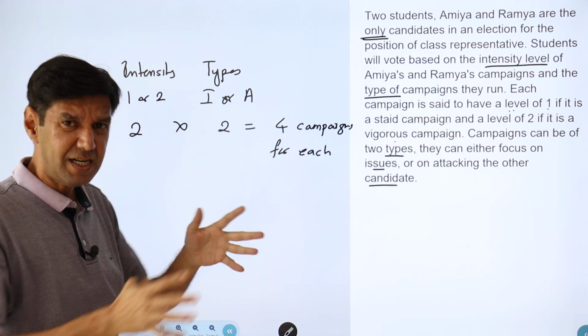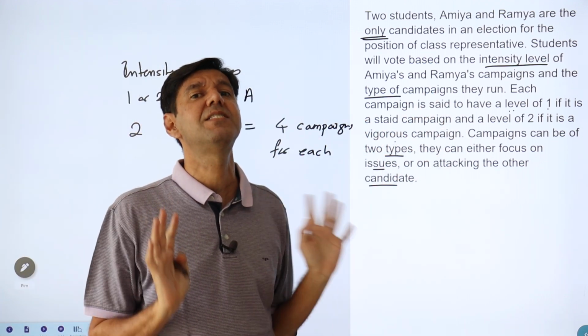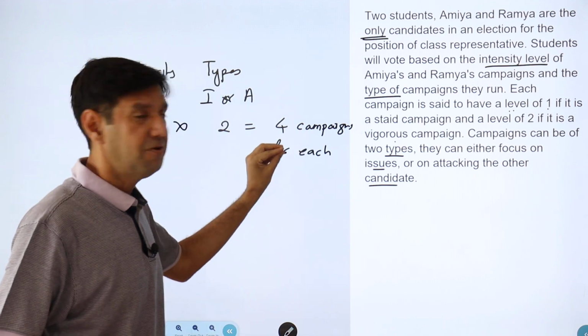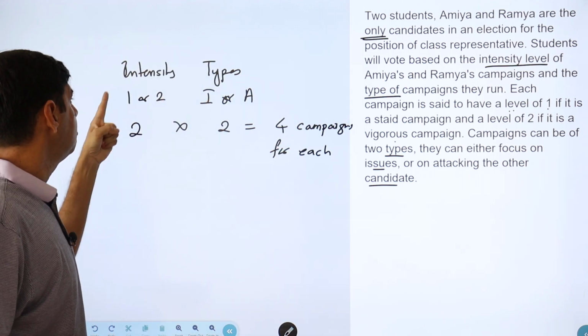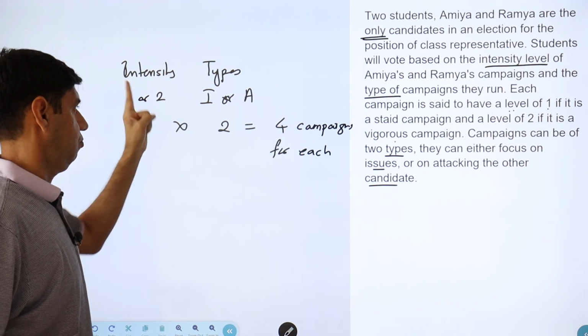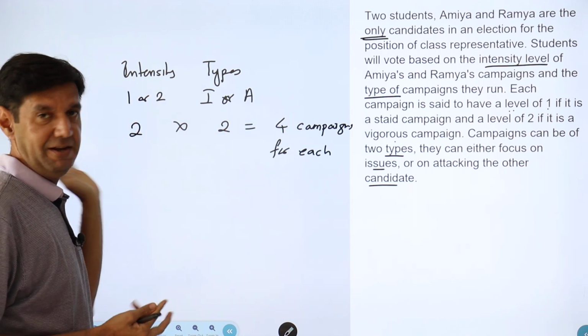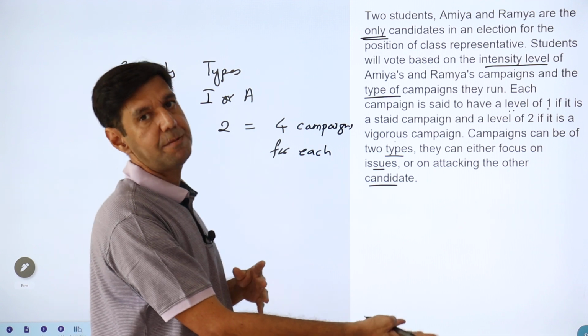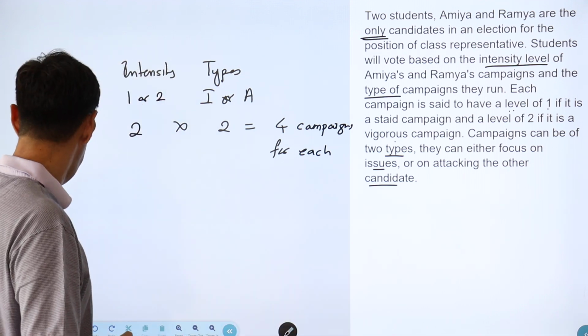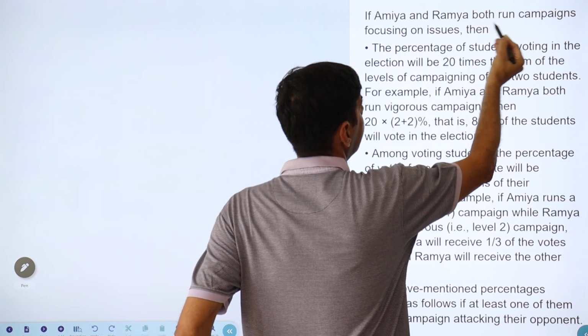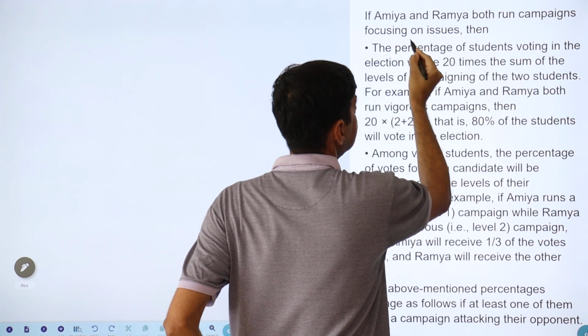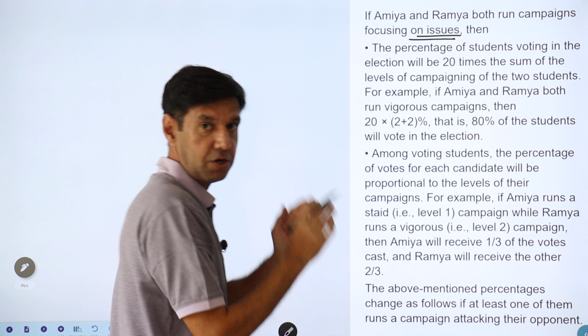and let's run the campaigns down. Let's understand, because that is how you'll understand how to represent the data. What are the 4 campaigns for Amiya? Issue level 1, issue level 2, attack level 1, attack level 2. Same thing for Ramya also, 4 possibilities for Ramya.